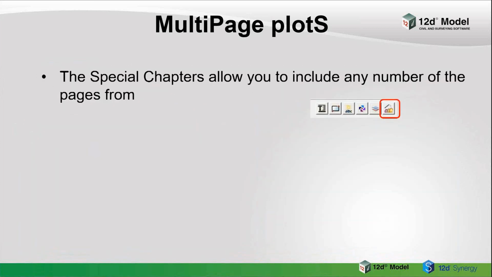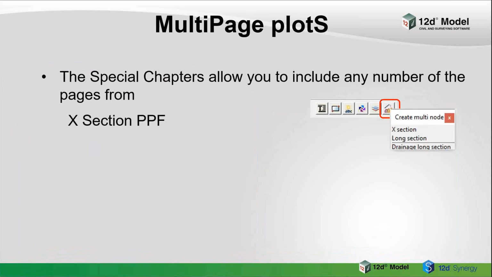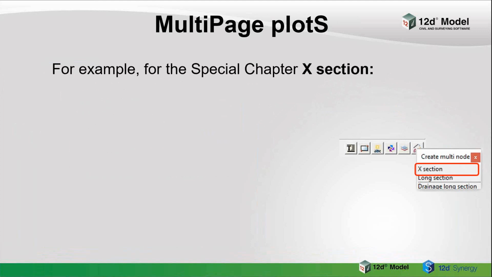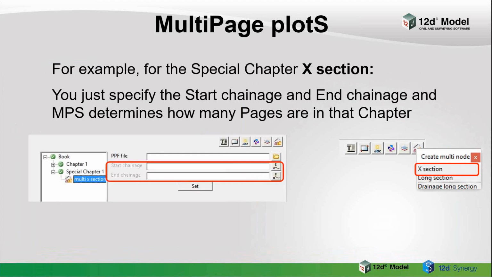Now there's a special chapter, and I'll just mention that. What it's all about is you can have a cross-section, long section, and drainage long section special chapter. And it basically takes a PPF file, and it then works out that chapter, depending on, say, your start and end chainage for your cross-section. I need 37 pages, and it just automatically does it. You don't have to worry about anything. So for this particular one, I've done a cross-section special chapter, and in that you say your start and end chainage. And so it calculates and knows how many pages it needs. You never have to worry about it.